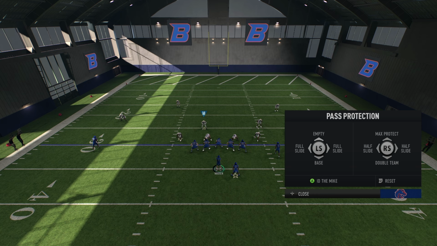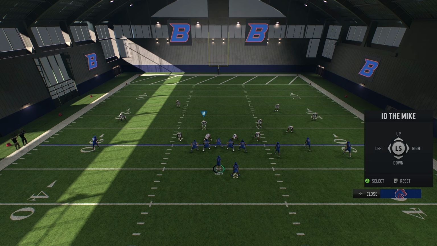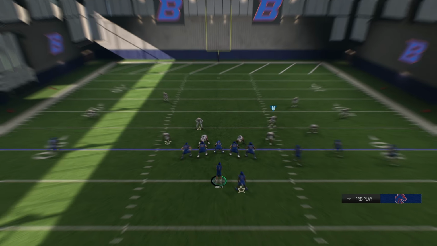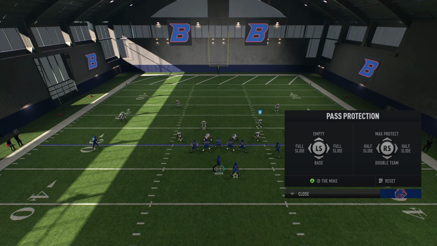If it's not that linebacker, you can easily hold left bumper or L1 on PlayStation, tap A to ID the Mike, and then you can select who you want to be the Mike. So for this case, let's just say, for example, sometimes you're running the ball left and it'll have the linebacker on the opposite side of the ball. Let's just say for this example that the Mike linebacker is here, but you're running left. You always want to have that Mike linebacker in front on the same side of where you are running the football. So you want to change this Mike linebacker.